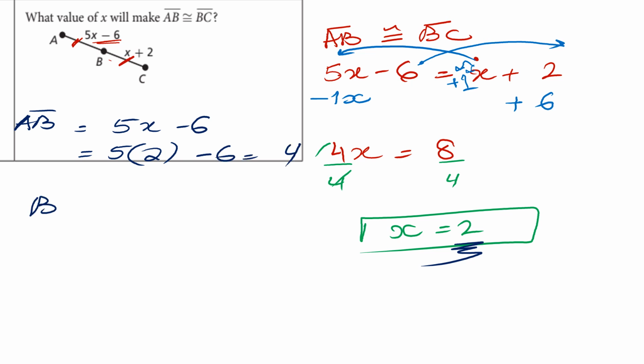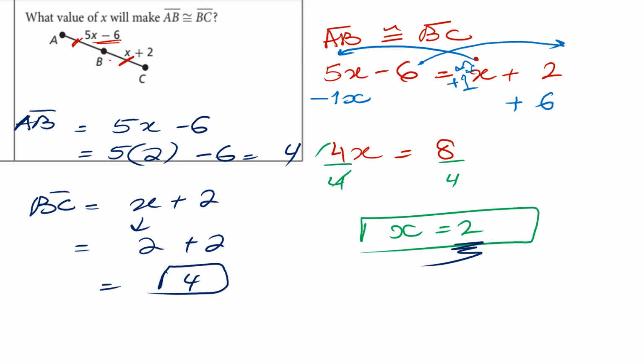Next BC. Now BC is what? x plus 2. Replace x by 2. 2 plus 2, it is equal to 4. So you can see that both the lines are equal to each other.